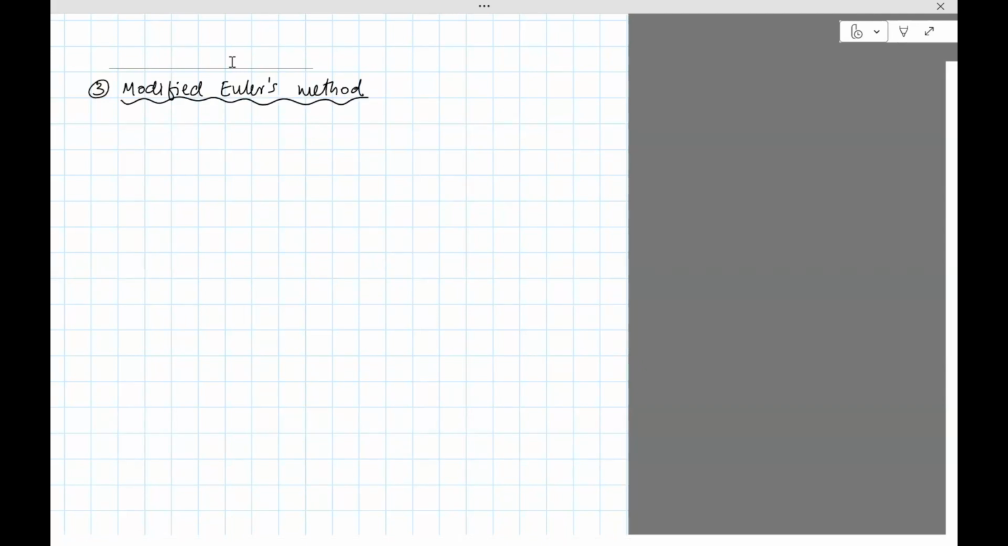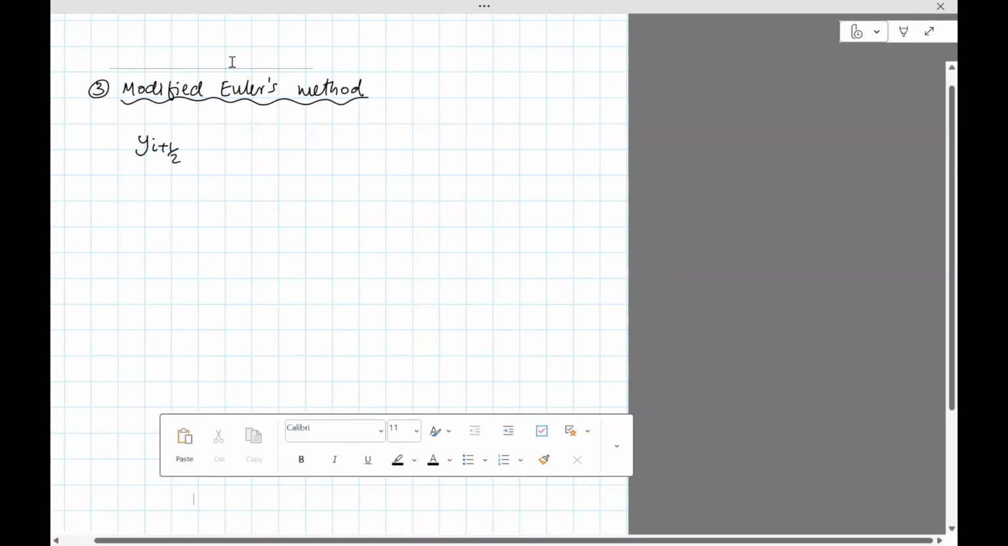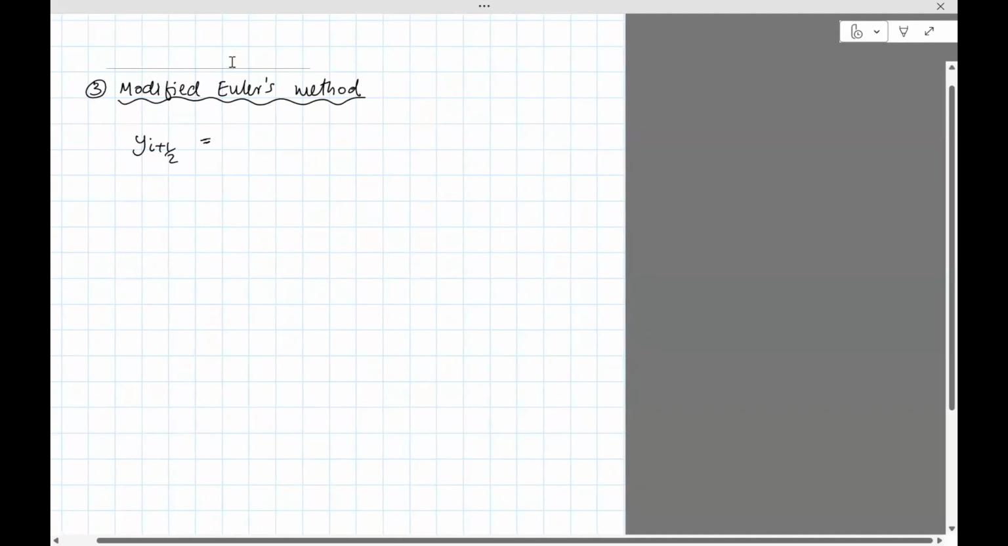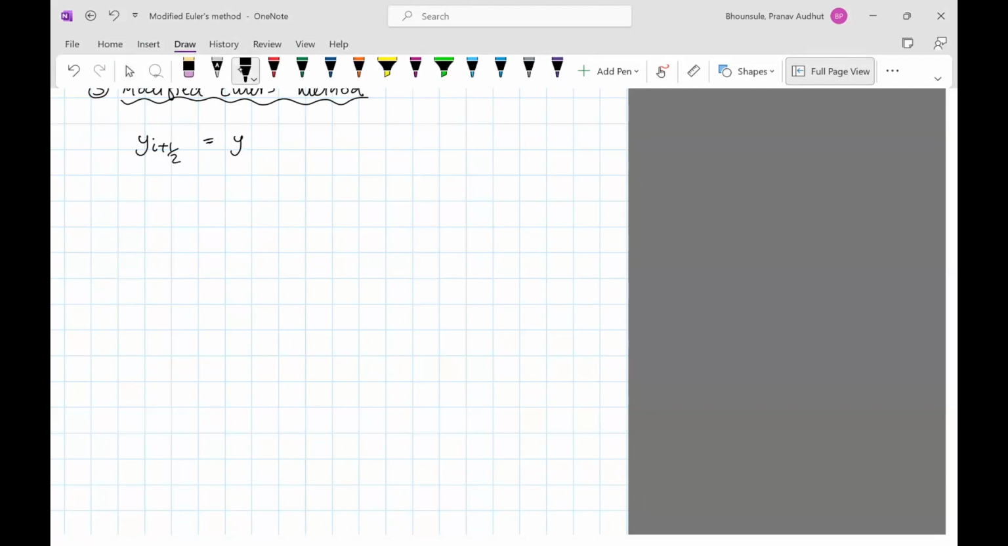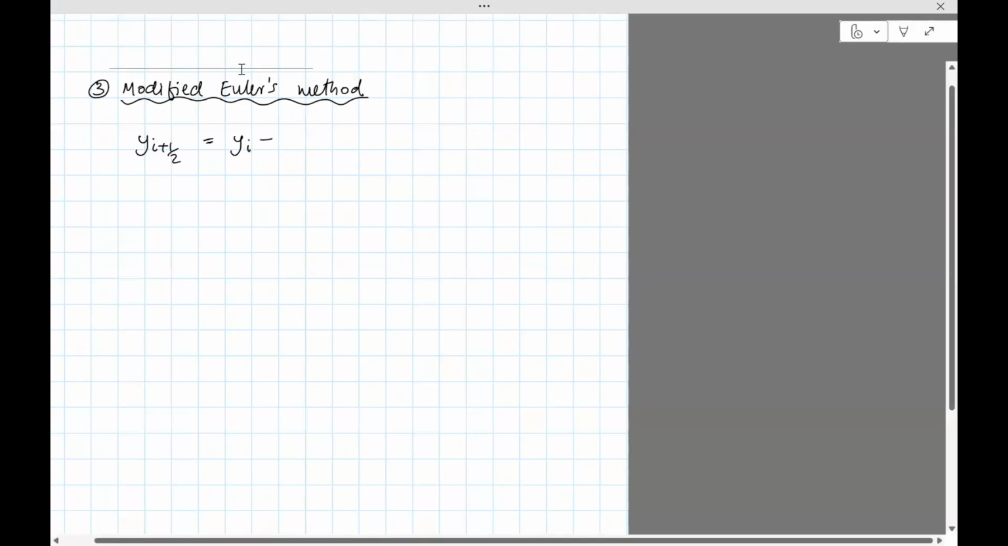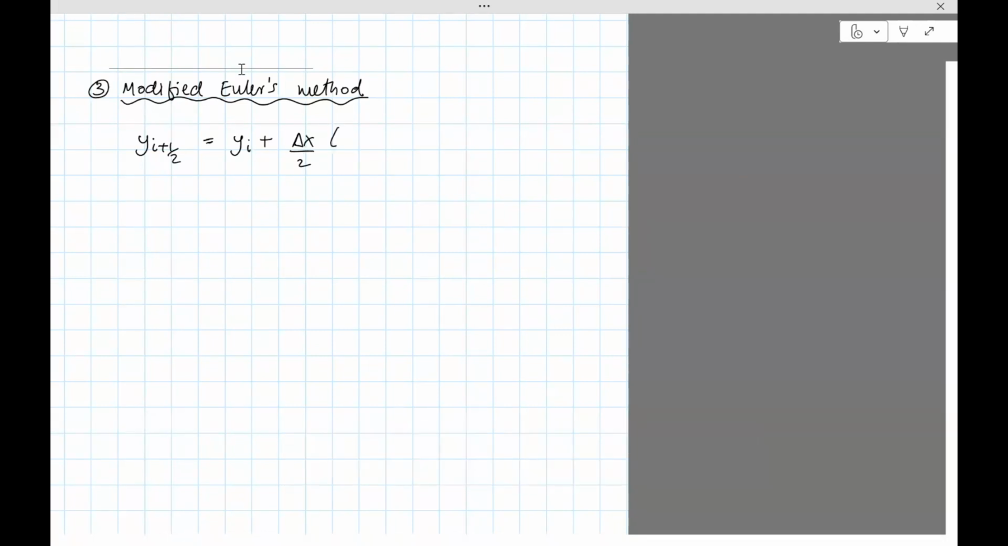Euler's method. I'm not going to do the derivation, just give you what the update looks like. So here, you compute y at a half step. A complete step is i plus 1, but you compute that at a half step: y_{i+1/2} = y_i + (delta x / 2) f(x_i, y_i). So that's a half step.